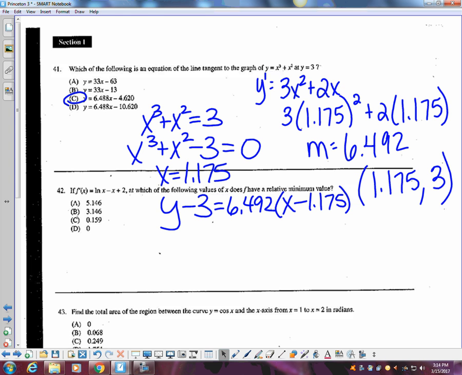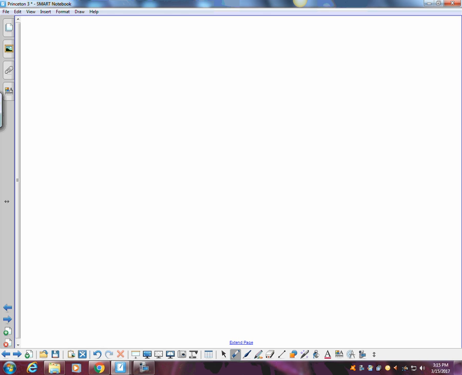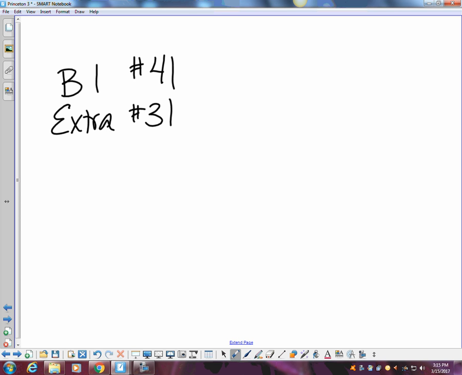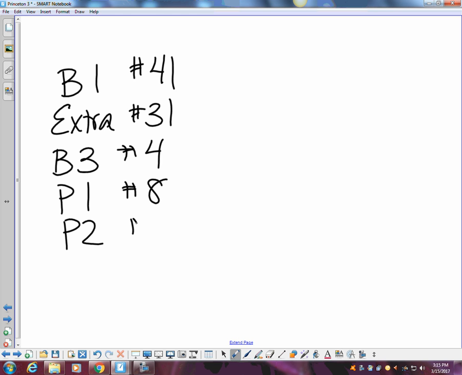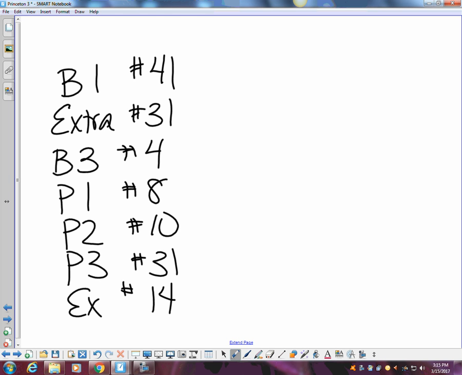Okay, so correct. So your homework is Barron's 1, number. I'm going to put this up here. Y'all just want to take a picture of it? Okay, Barron's 1, but look, it's not much. Then the extra, number 31. Then Barron 3, number 4. Princeton 1, number 8. Princeton 2, number 10. Princeton 3, 31. And the extra, 14.